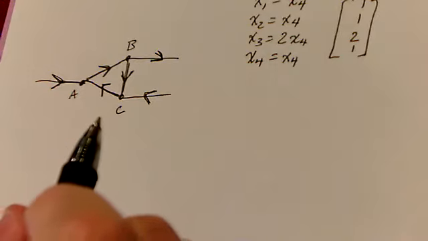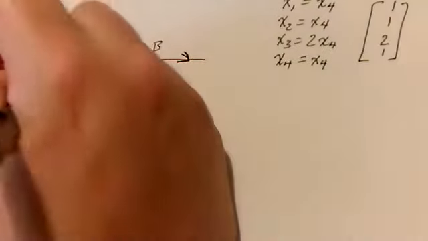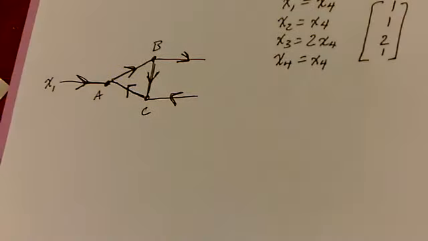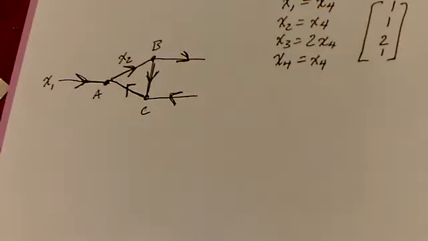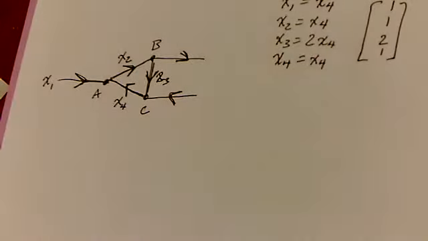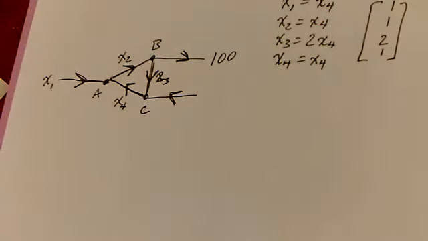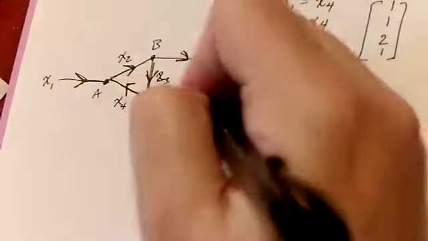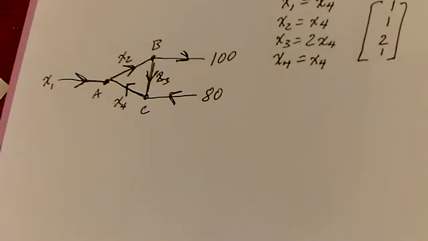Now we have some different things that happen here. Coming into my system at A is my variable x1. Moving along, that next one is my variable x2. Sliding down is x3. And then moving from C to A is x4. Now up here at B, we always have 100. We don't know what the units are here. Maybe it's cubic feet, cubic centimeters, something like that. We have 100 going out, and coming in at C, we have 80 going in.